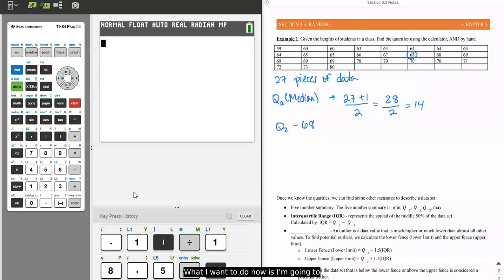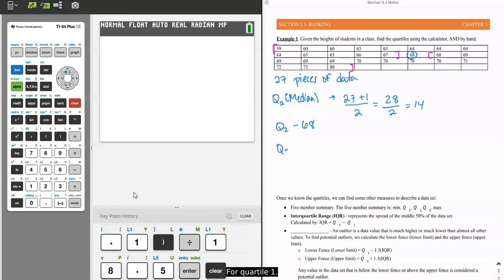So what I want to do now is partition the lower half of the data and the upper half of the data. And what I want to do is find the median of the lower half of the data, that'll be quartile 1, and then the median of the upper half, and that'll be quartile 3. So if I look from 59 to 67, 1, 2, 3, 4, 5, 6, 7, 8, 9, 10, 11, 12, 13, 13 pieces of data.